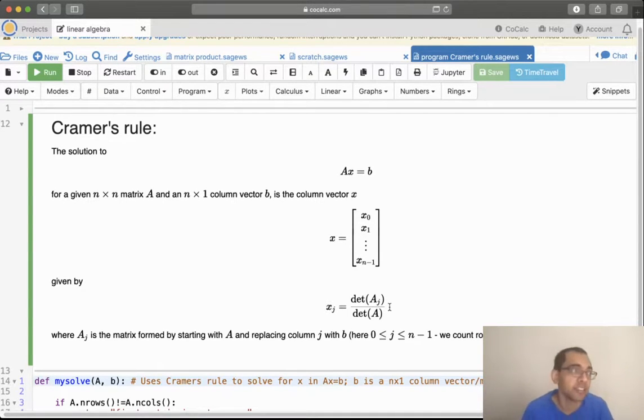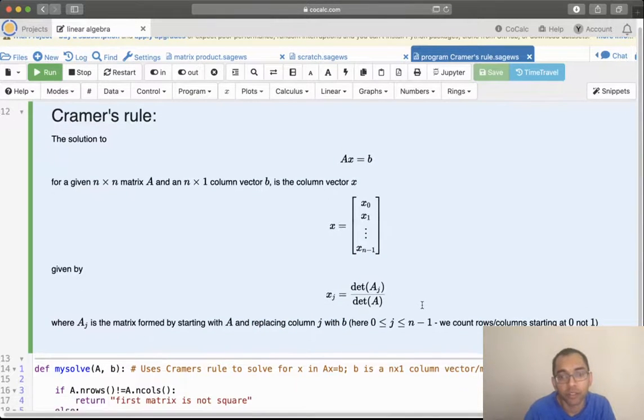In the case where the determinant of A is equal to 0, there could be no solution. There could be infinitely many solutions. But Cramer's rule does not apply. Okay, now what is this matrix A sub j? Well, it's quite simple. You start with A and just replace column j with the column vector b.